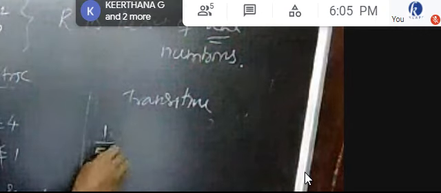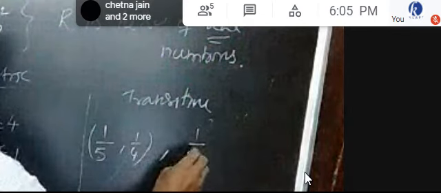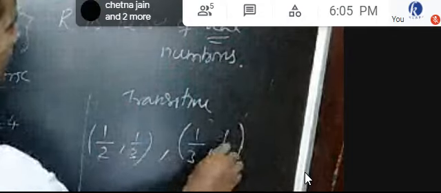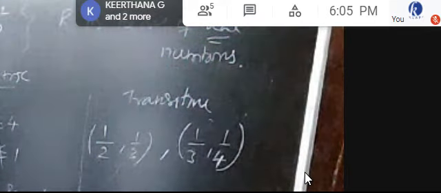But here, the B square. So 1 by 5, 1 by 4, then 1 by 4, 1 by 6. As simple as 1 by 2, 1 by 3; 1 by 3, 1 by 4. 1 by 2 is less than 1 by 3. Is it true or not? This relation is satisfied.